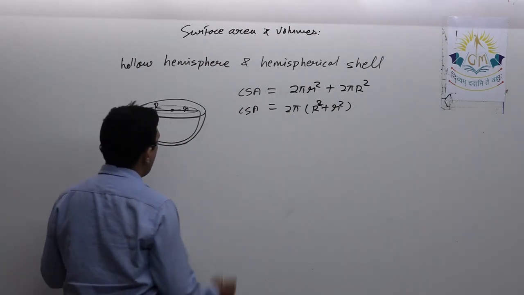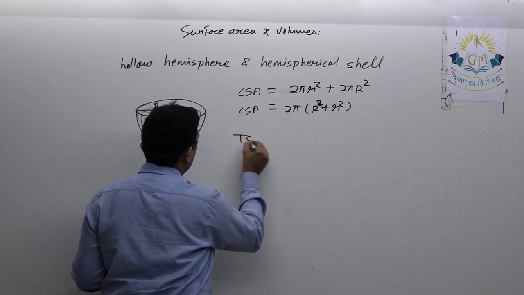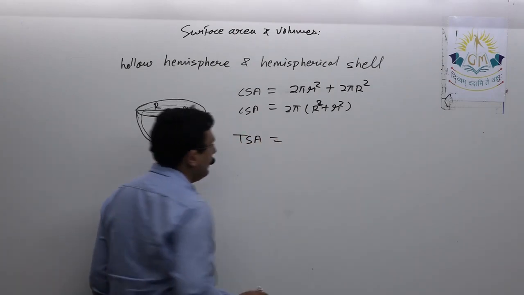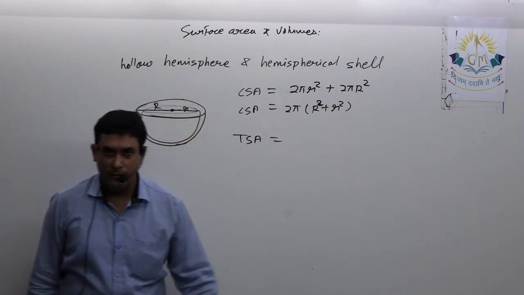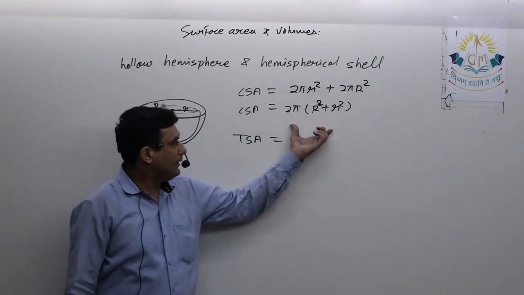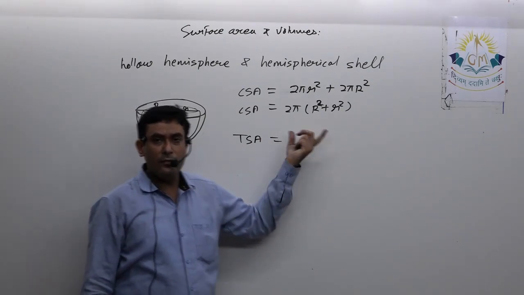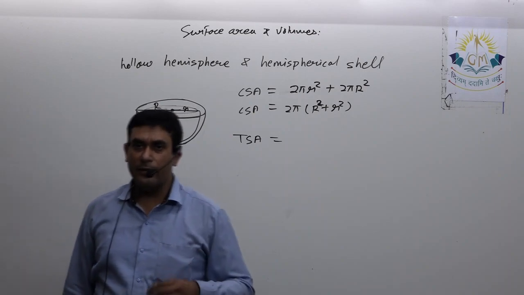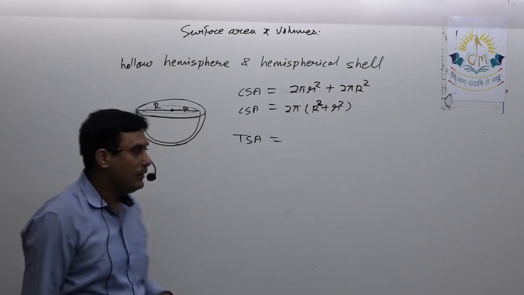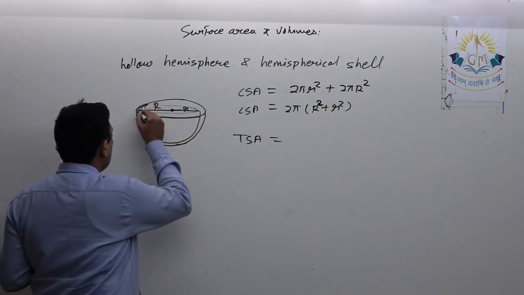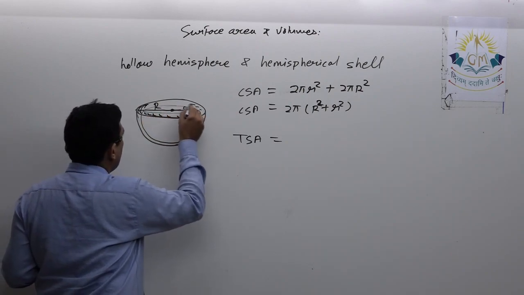Okay, now after CSA, whenever we have to find TSA, we have to add all the areas. CSA is already there. Now we have to see, is there any other area over which we can paint? Yes, we can paint on this ring.